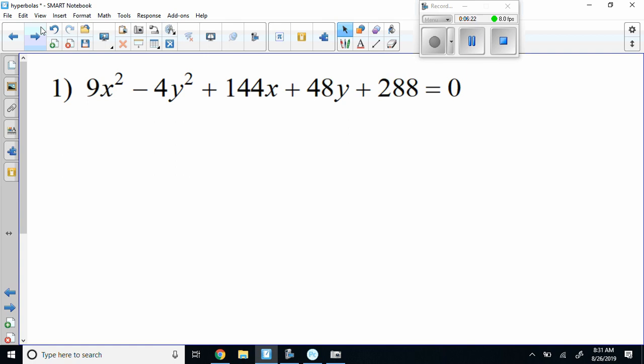Now, I will tell you this. Listen to me. How do you know how to write the equation if it's vertical or horizontal? Look at your squared term.